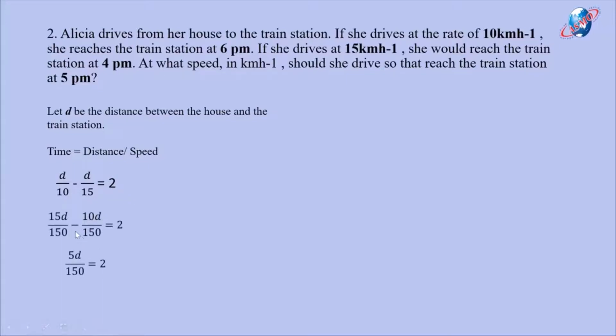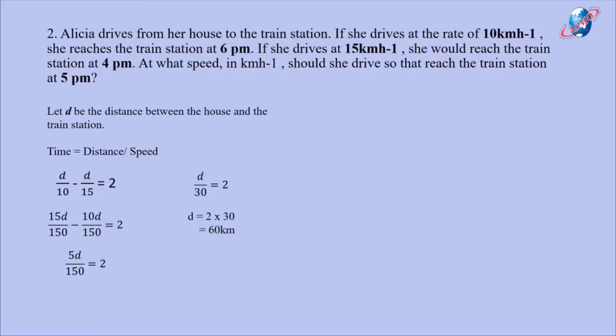So when we simplify this, making the denominator the same and simplifying the top, we'll get d over 30 equals 2, and then we can get what? d equals 60 km. So after we have found d equals 60 km, we're not done.